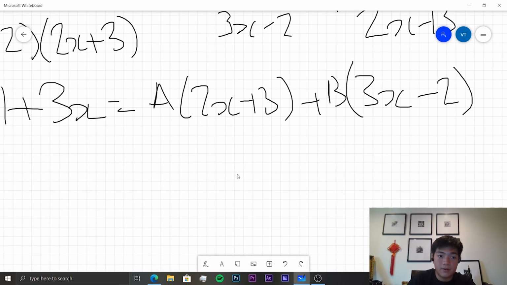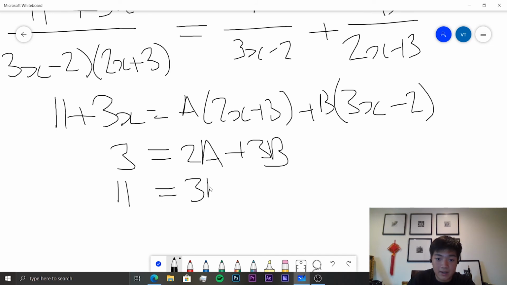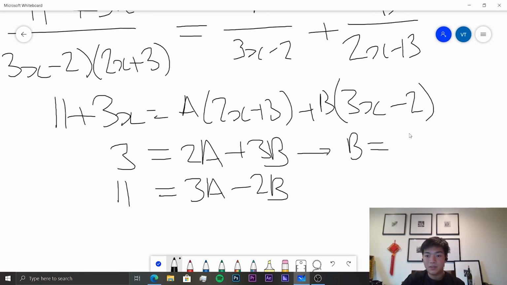And so therefore, we know that 3 is equal to 2a plus 3b, and 11 is equal to 3a minus 2b. So I guess, well, what can we get from here? I mean, yeah, I guess to make it simpler, we can just say b is equal to 3 minus 2a over 3.